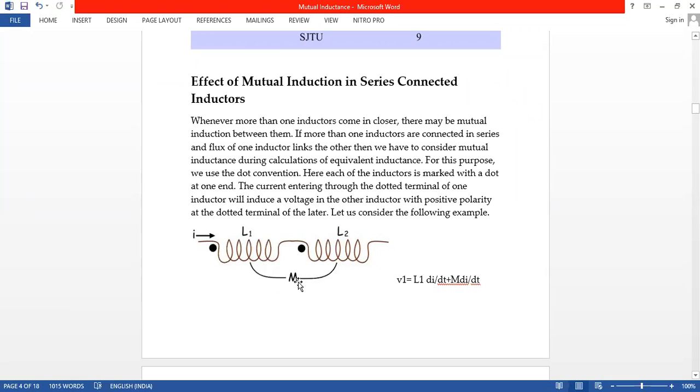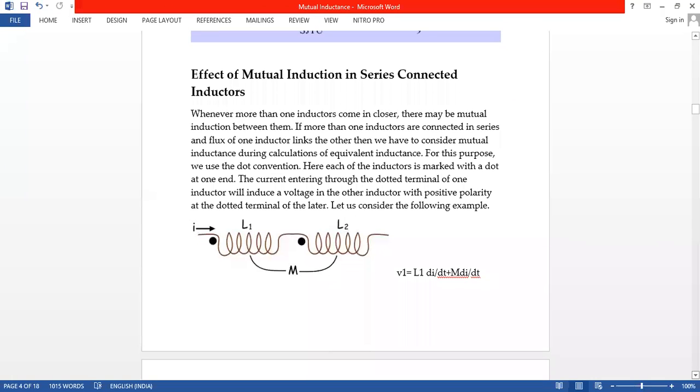Mutual inductance is present for the primary winding and secondary winding. These are primary and secondary only. Now, where do we use this concept?